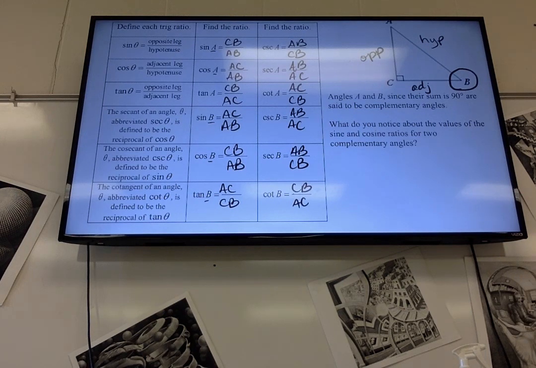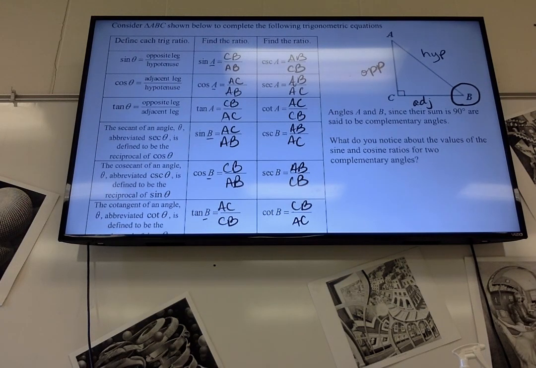Okay, complementary angles. It says over here on the right. Complementary angles means that they add up to equal 90 degrees. So angle A and angle B are complementary angles. Because we know in a triangle, how many degrees are there? The whole triangle, 180. So if I have 90 right here, then the other two have to add up to equal 90. So when you have a right triangle, the other two angles, the two acute angles, have to be what's called complementary angles. Add up to equal 90.